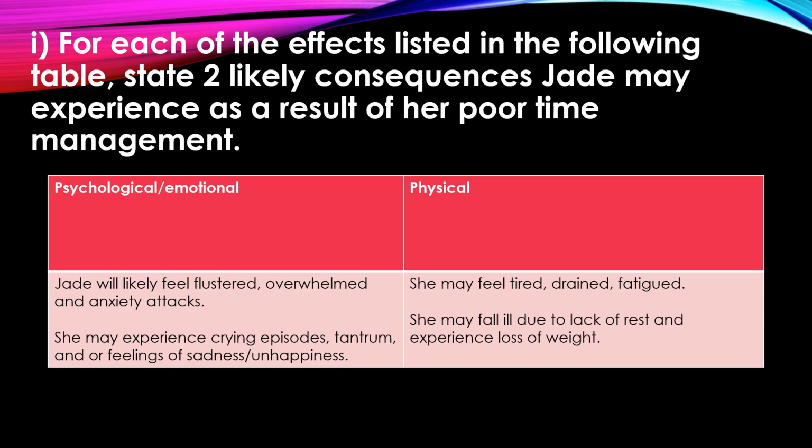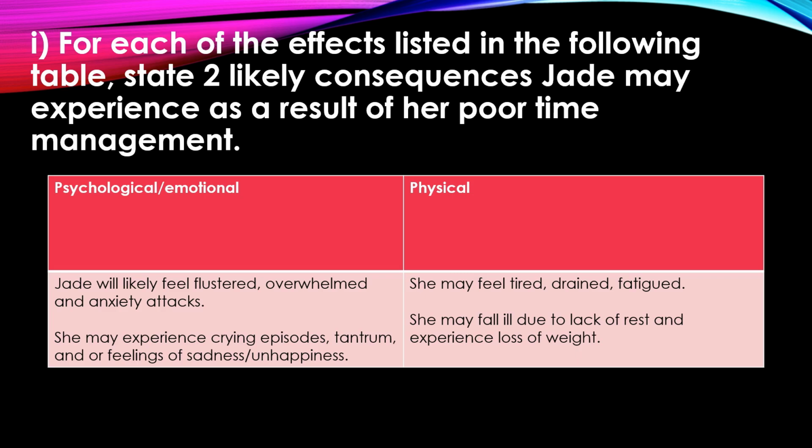For each of the effects listed in the following table, state 2 likely consequences Jade may experience as a result of her poor time management. The effects listed include psychological or emotional, physical, and social. Now you're asked to state 2 likely consequences of each of the effects. I believe psychologically or emotionally, Jade will likely feel flustered, overwhelmed, and have anxiety attacks.